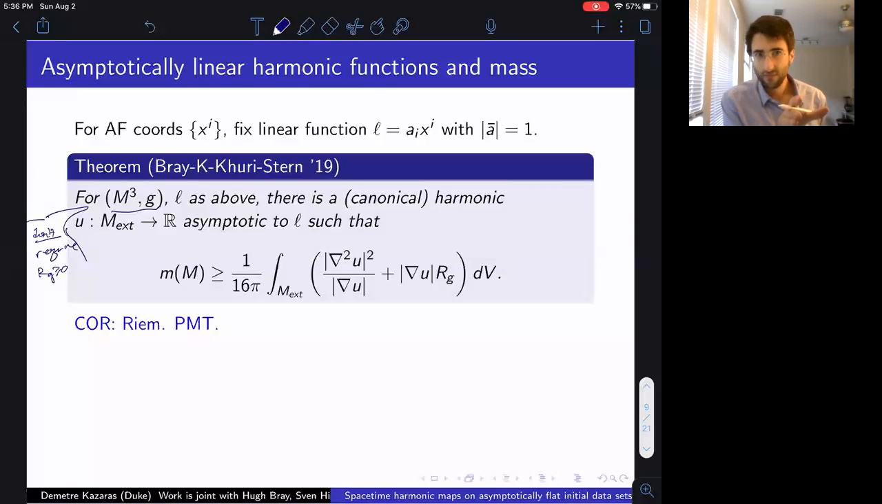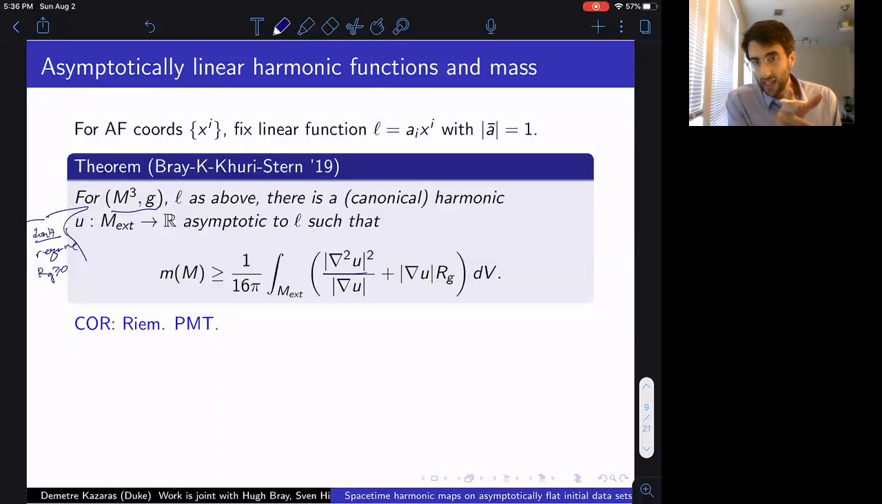There is a canonical harmonic function on a portion of your manifold, which is asymptotic to the linear function that you prescribed. That's one statement. There exists such a thing. And then here is what it says about the mass. The mass of your manifold is bounded below by 1 over 16 pi times the integral over the region where this harmonic function is defined, called the exterior region of M, of the Hessian squared norm divided by the gradient of U plus the scalar curvature of the manifold times the gradient of U. It is the bulk integral over the whole three-dimensional exterior.